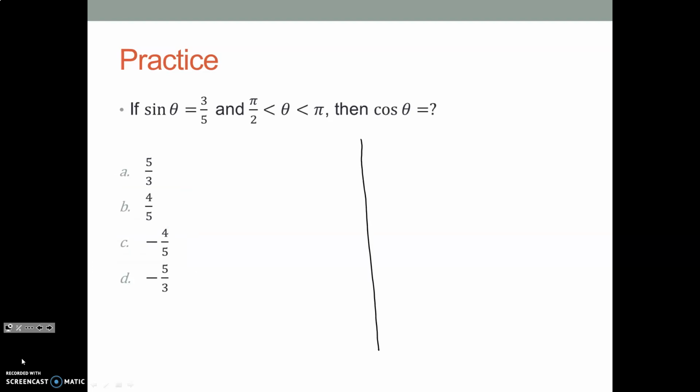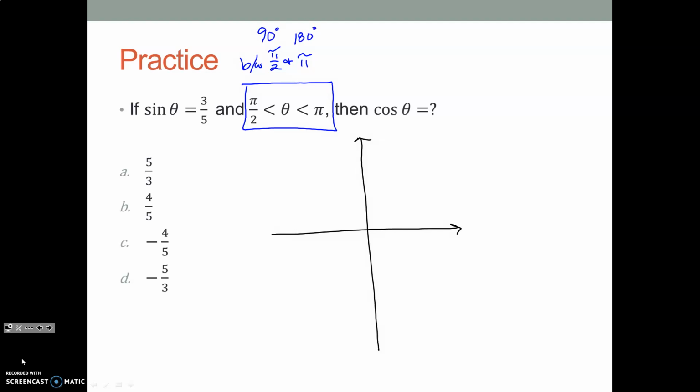We're going to start out by drawing our coordinate plane. Okay, and they changed it up a little bit on us this time. This time they said pi over 2 is less than theta, which is less than pi. So my angle is between pi over 2 and pi. If you do your conversions, pi over 2 is 90 degrees and pi is 180 degrees. So now our angle is somewhere in this quadrant, which is where those negatives are going to come into play.